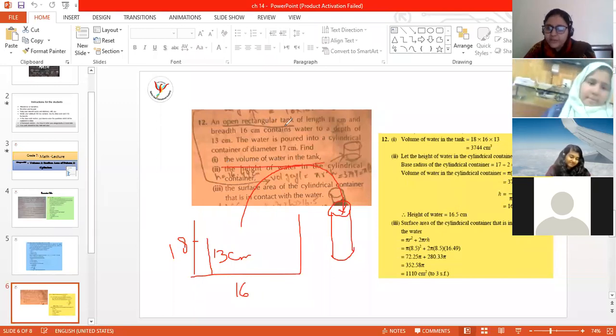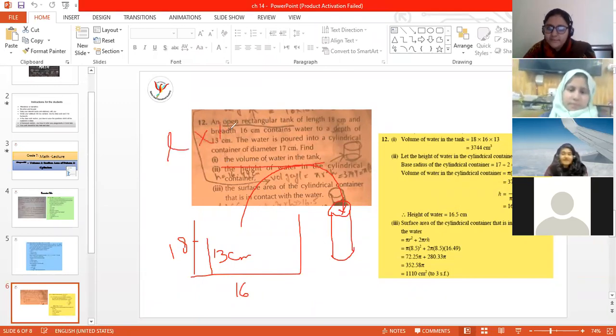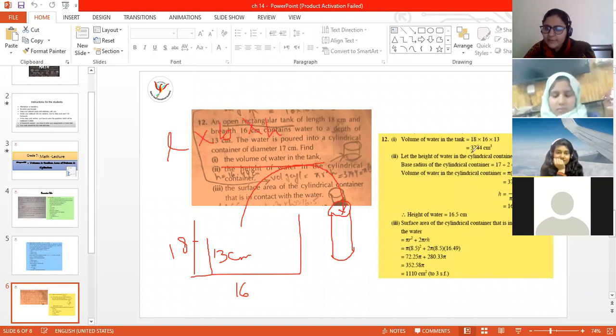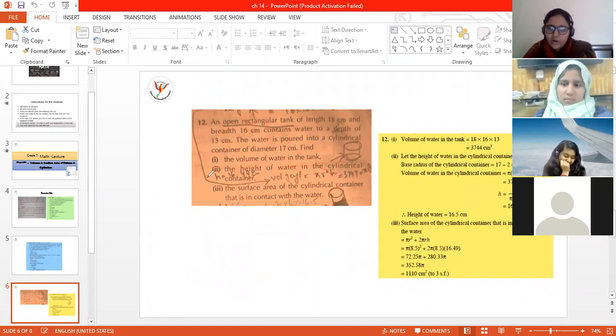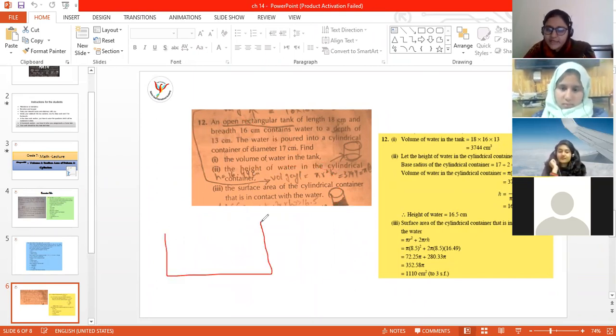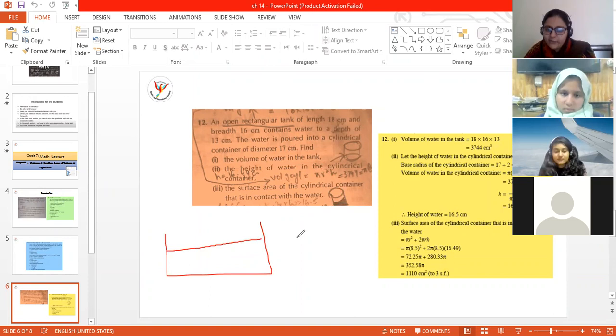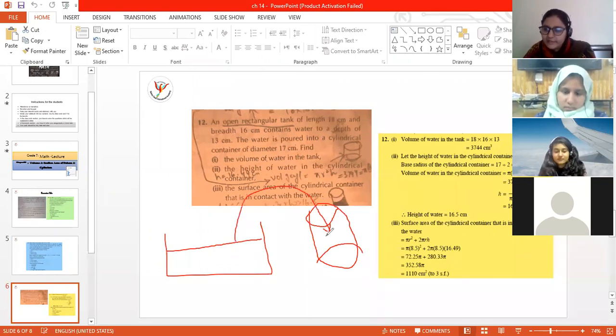The volume of the water in the rectangular tank is length, breadth, and height. Clear? Length, breadth, and height. The volume will be 3744 centimeter cube. Clear? Now, the height of the water in the cylindrical container. If this is a rectangular tank and you have poured all the water in the cylindrical tank, the height will be changed.